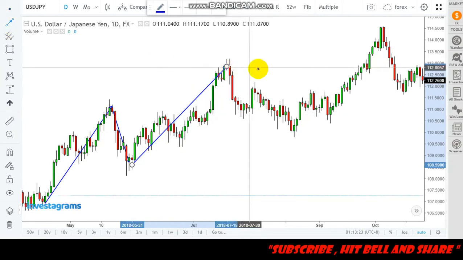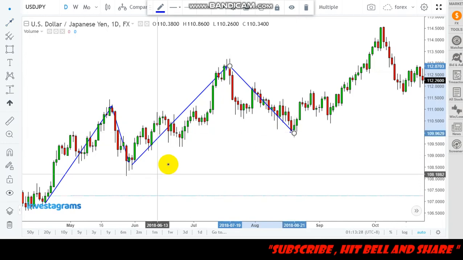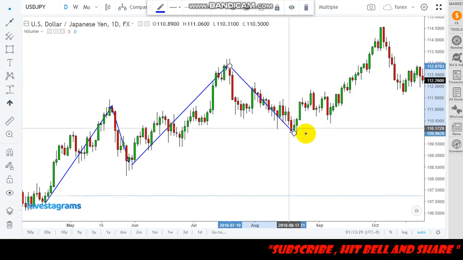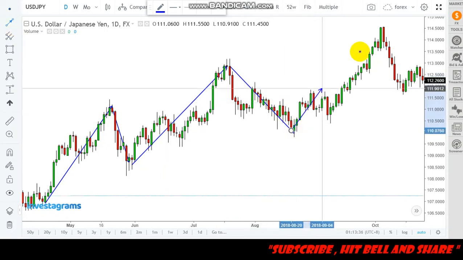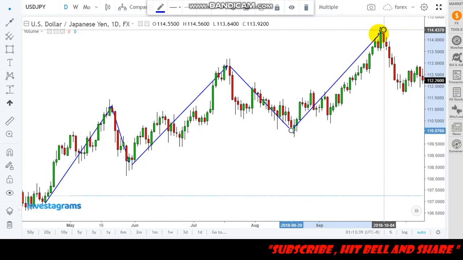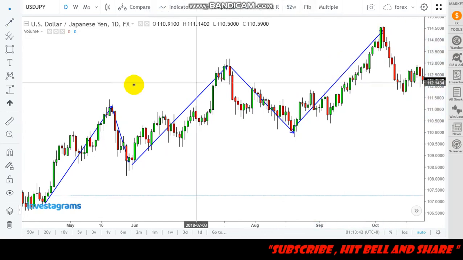It's only noise in the market. Then you have your higher low, because this low is higher than this previous low. Then again, guys, you have this higher high. So now we already identified the trend. Okay, we need to identify the major structure or the area of value.